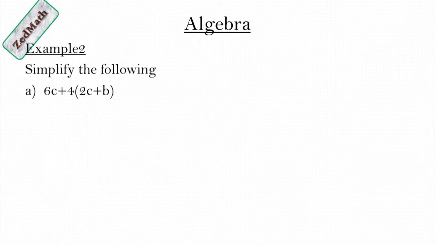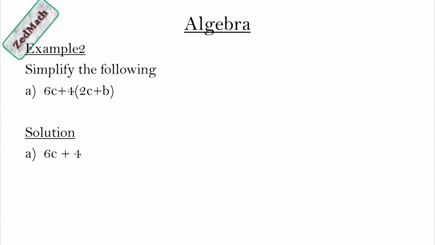Another example. This one is posed in a different way. It is saying simplify the following: 6c plus 4 open bracket 2c plus b close bracket. It is not saying expand, but to simplify, of course, it will involve expansion at some point. Let's see how it is done. Let's take a look at the solution.